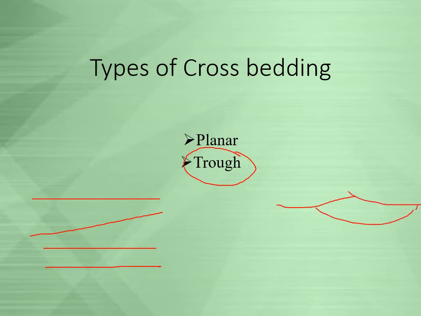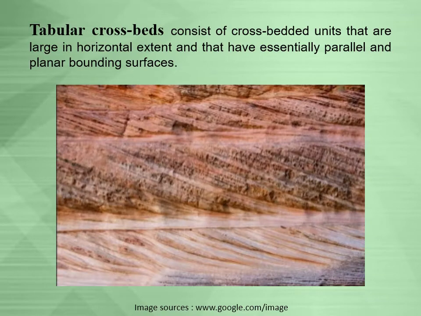You can see here that if some cross strata exists here, this cross bed is bounded by two surfaces, but the surfaces are not planar, it's a curved surface. So this type of cross bedding is known as trough cross bedding. Now I go to the first type of planar crossbedding, which is known as tabular crossbed.